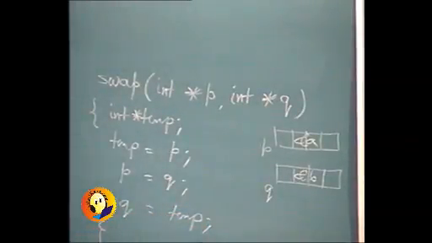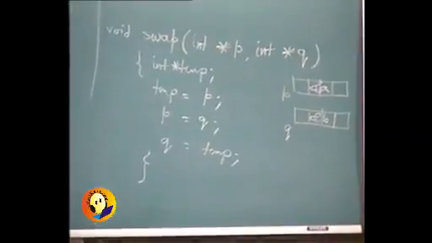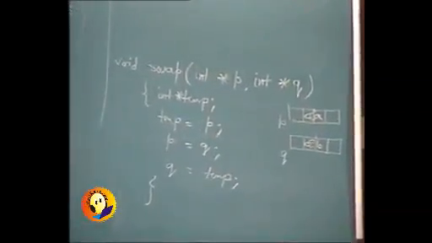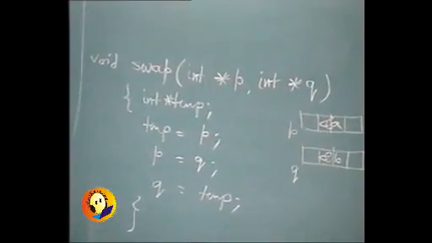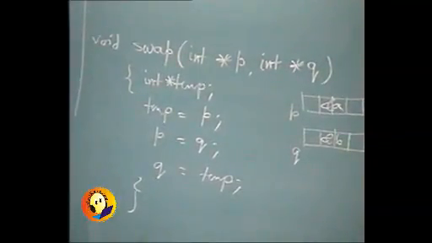Can you tell me what will happen? P and Q, the values of P and Q, which happen to be the addresses of A and B. So P and Q, their values will be interchanged. So P will now contain address of B and Q will now contain address of A.